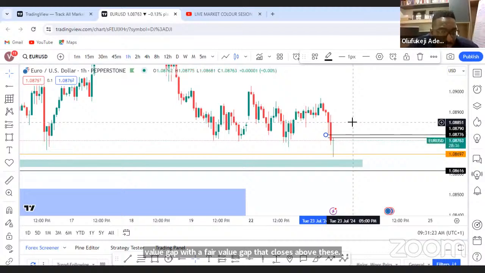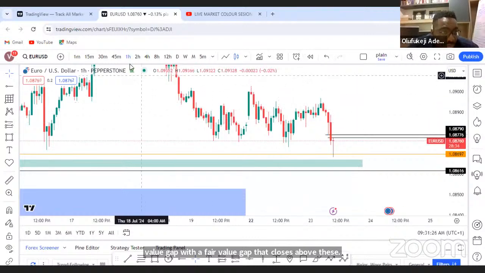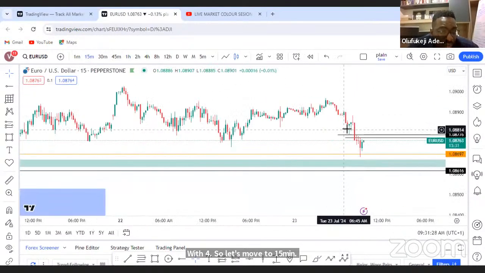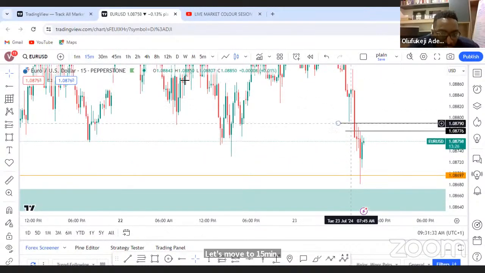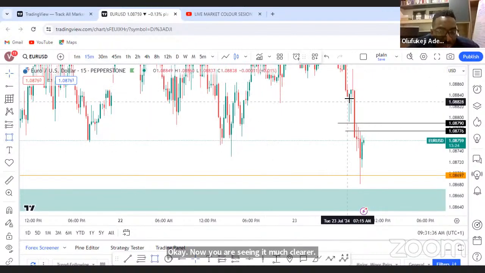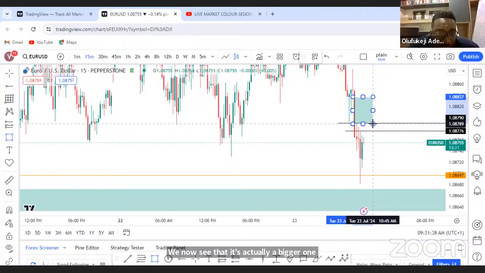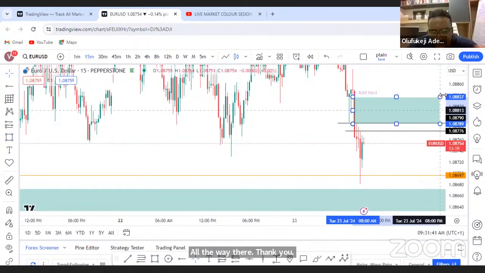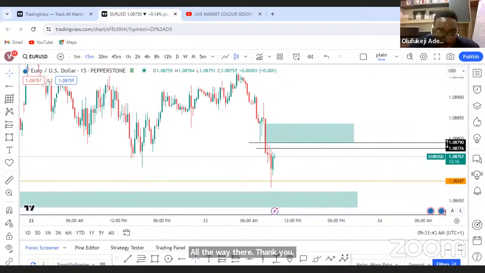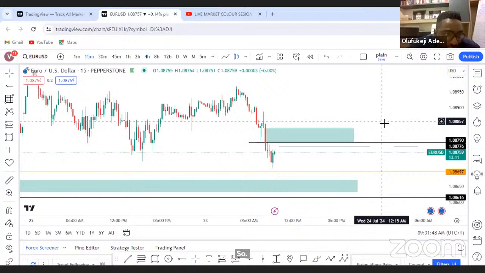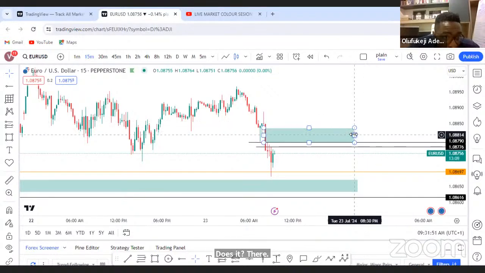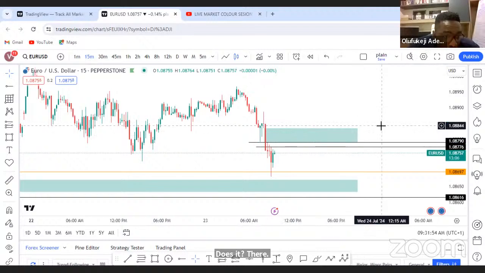So let's move to 15 minutes. Okay, now we are seeing it much clearer. We now see that it's actually a bigger one all the way there. So are you guys seeing what I'm seeing? So that's it there, right? So that would be the shoulder. The shoulder was somewhere around 12 p.m. This one now that broke to the downside will be the sweep.